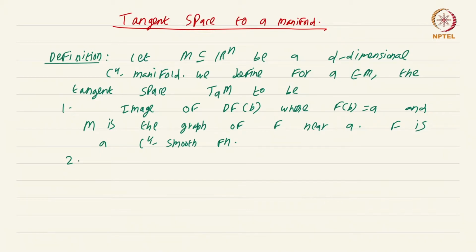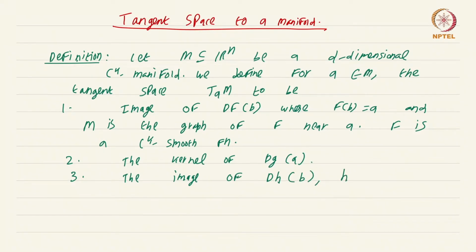The second definition is when we considered the manifold as locally the level set of a C^k smooth function. And I'm just going to not bore you with notation once again. I'm just going to say the kernel of Dg_A. To understand what this g is, please refer back to the definition of the manifold. I'm just borrowing the notation from it. And third is when it was locally parametrized near A, and there it's just the image of Dh_B where h(B) is equal to A. So these three are the three ways of representing the tangent space.